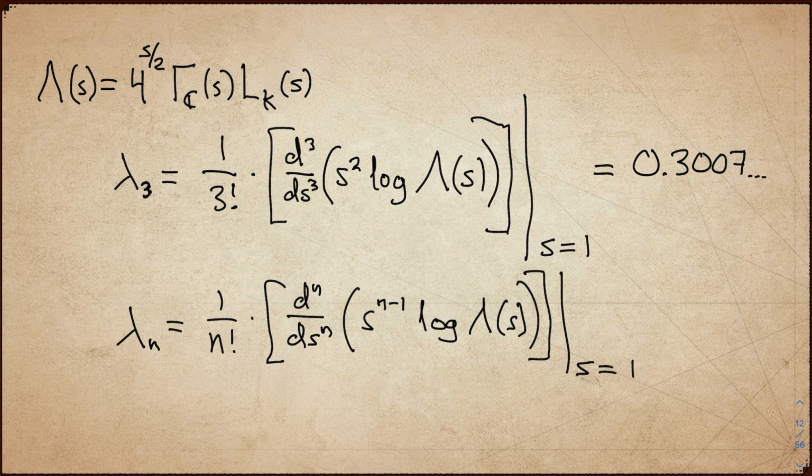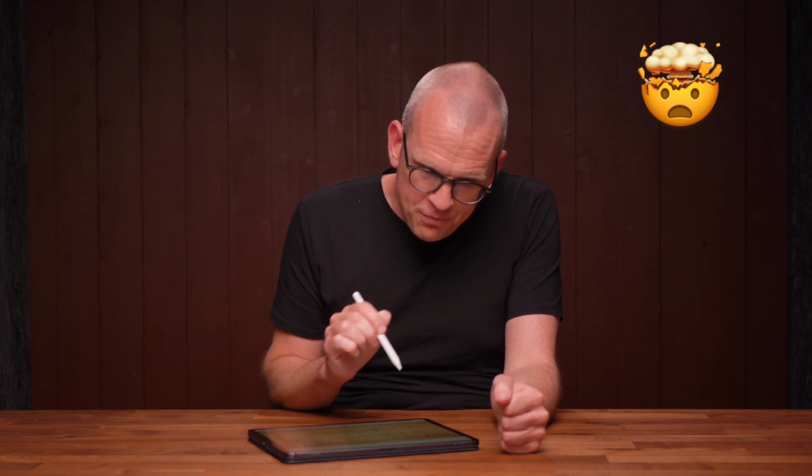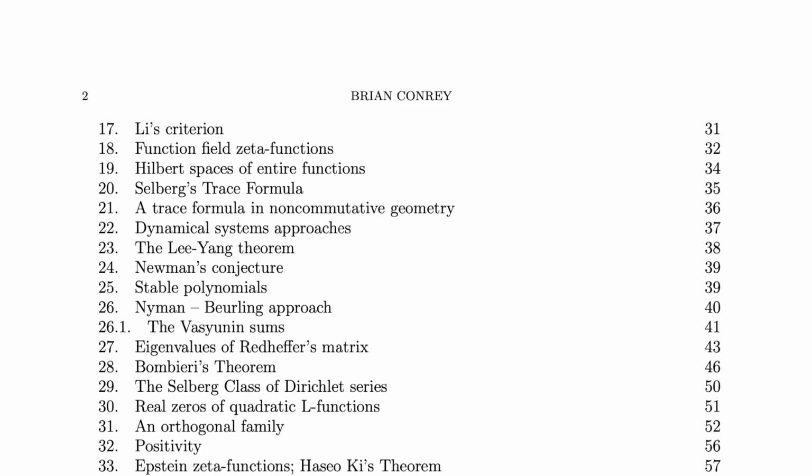And I think this is mind-blowing. But the Riemann hypothesis for this L function is equivalent to all of these Keiper-Li coefficients being positive numbers. So if you can prove that these numbers are positive, you have proven the Riemann hypothesis. This equivalence holds true for any L function. In the article of Brian Conrey, this idea was described in section 17 called Li's criterion.